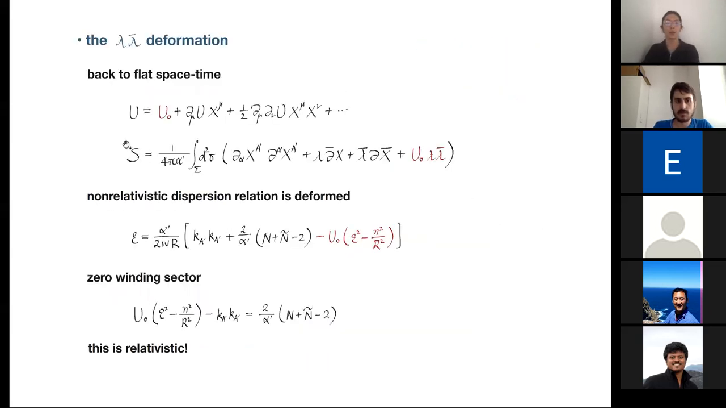Okay, and you can also see that this lambda bar is indeed a deformation that takes us away towards the full relativistic string theory by looking at the dispersion relation. Due to the presence of this lambda bar term, we have a constant U0, and that will deform our non-relativistic dispersion relation by that guy. And indeed, now you see that we have a zero winding sector with a perfectly relativistic dispersion relation.